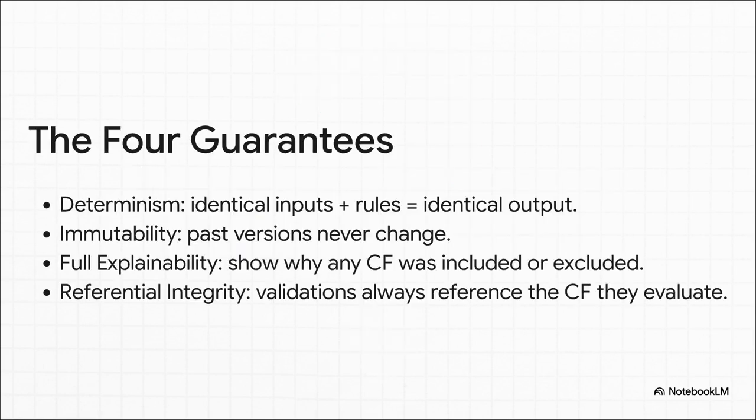First up, determinism. That's the guarantee that if you use the same inputs and the same rules, you will always get the exact same output. No surprises. Second, immutability. This ensures that past versions of your data can never be changed, giving you a tamper-proof history. Third, full explainability. This is the ability to just ask the system and find out exactly why any piece of data was included or excluded. And finally, referential integrity. This makes sure all your data is correctly linked up. No more orphan data floating around.